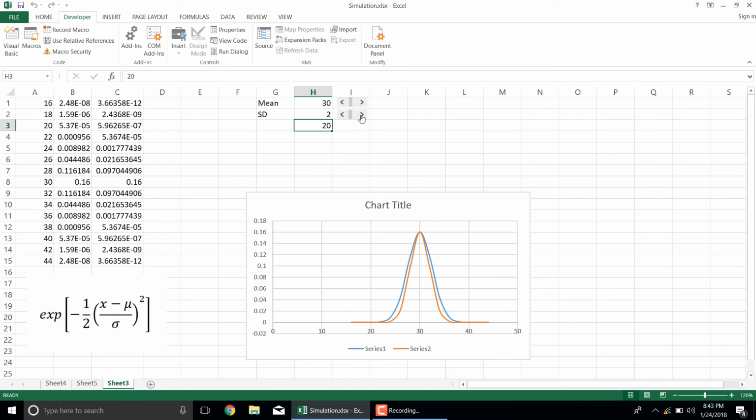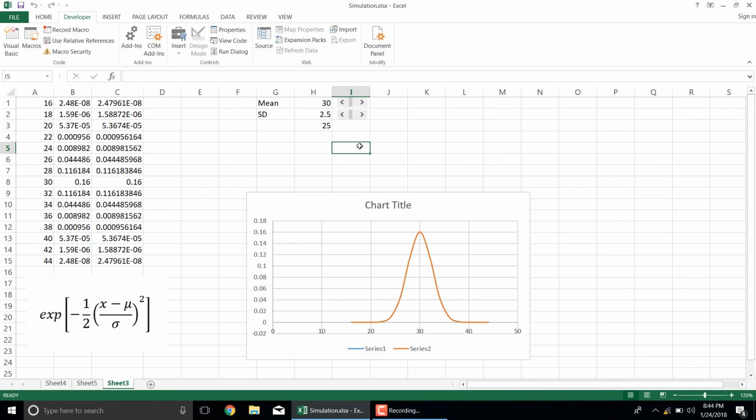This is what we had before. We can increase this further until we get a good fit. At 2.5 the fit is absolutely perfect. So in this way we have found the mean and the standard deviation of the data that we had, and we have proven that it actually follows the normal distribution.